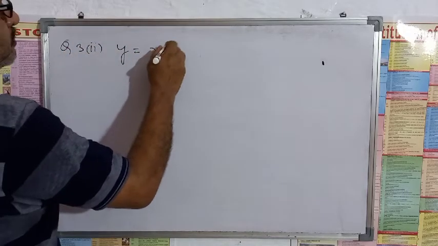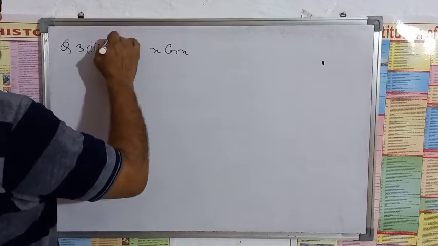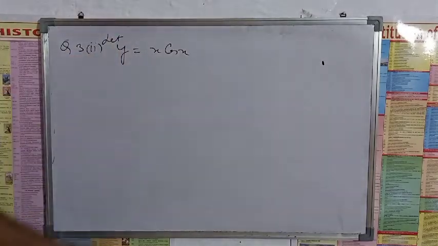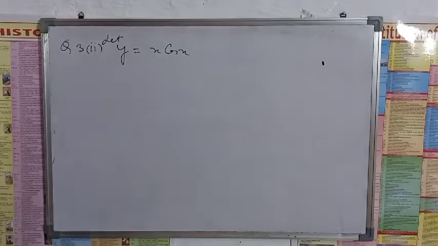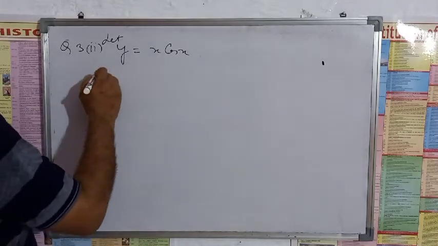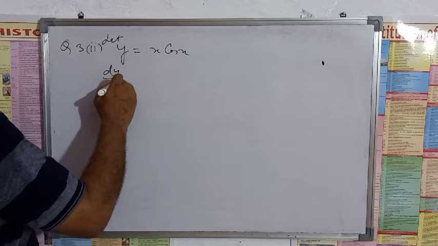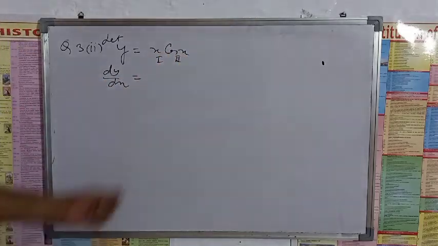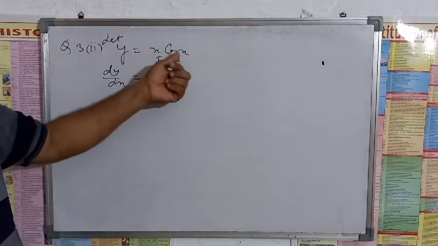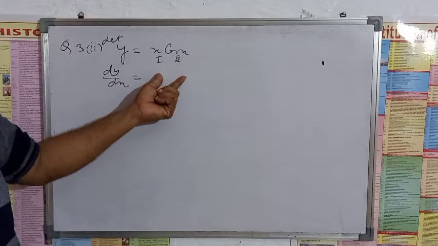Let y is equal to x cos x. We have to find d2y by dx square, second order derivative. So firstly differentiate it, dy by dx. Here we will use the product rule. It is the product of two functions x and cos x. We can apply here product rule.